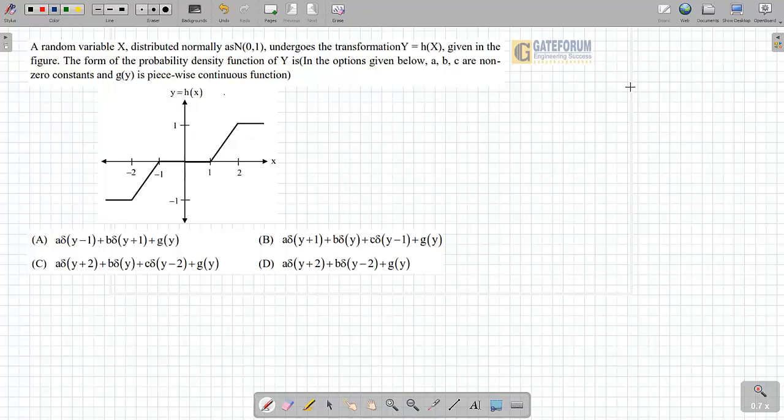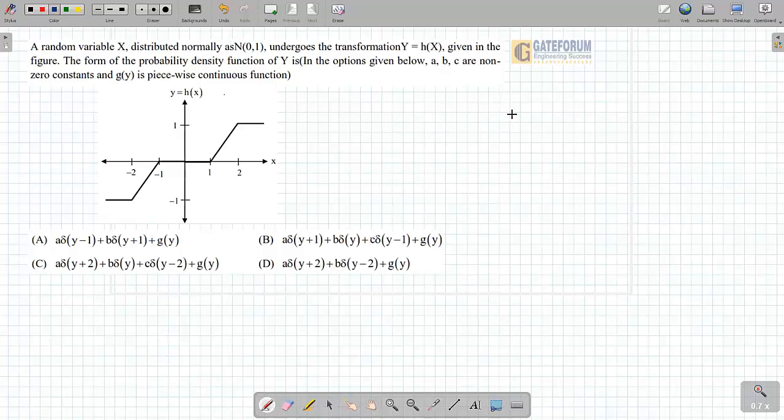The random variable x, distributed normally with zero mean and standard deviation 1, undergoes the transformation y equal to h(x), as shown in the figure. The form of the probability density function of y is asked. It is not asked what the probability density function of y is. That's where the question is easier. If someone asks what the probability density function is, then it becomes a little tighter, but we need not worry about that.